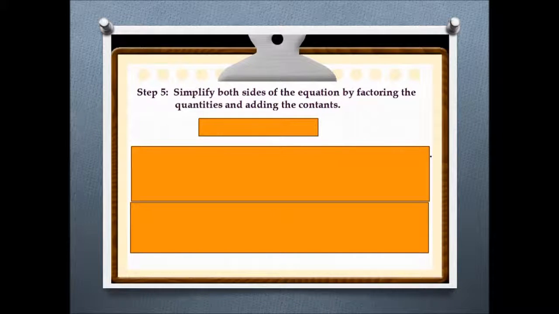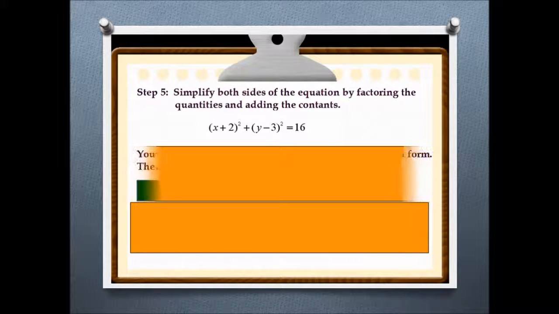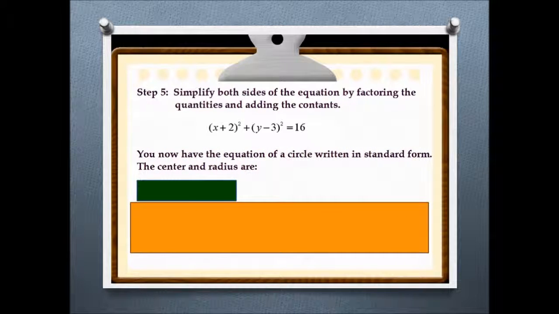For the last step, simplify both sides of the equation by factoring the quantities and adding the constants. You will have (x + 2)² + (y − 3)² = 16. Now you have the equation of a circle written in standard form. The center would be (-2, 3), and the radius is equal to 4 units.